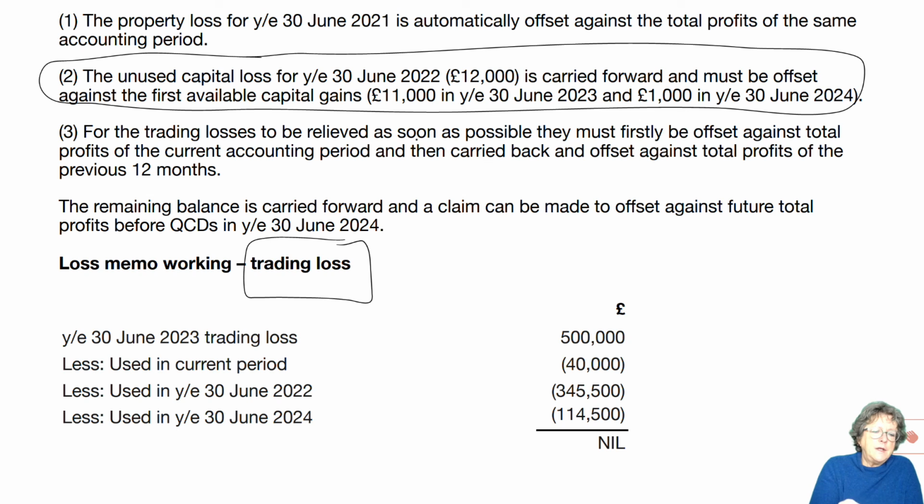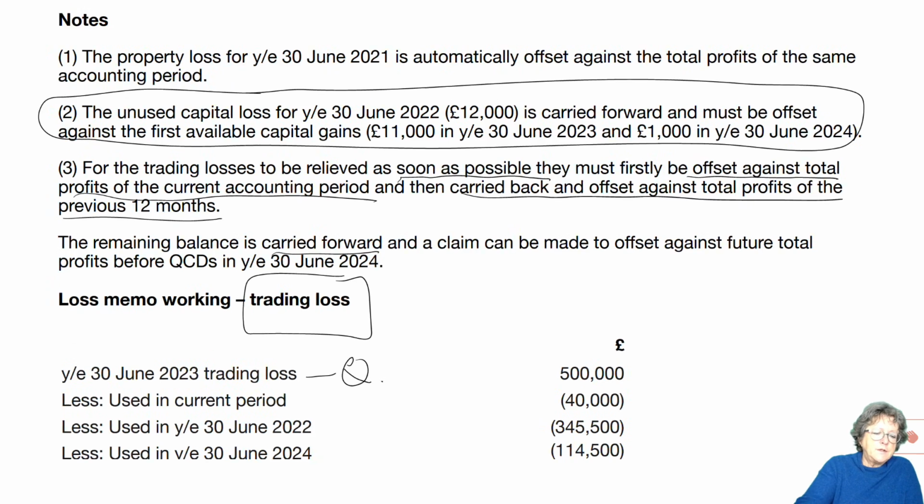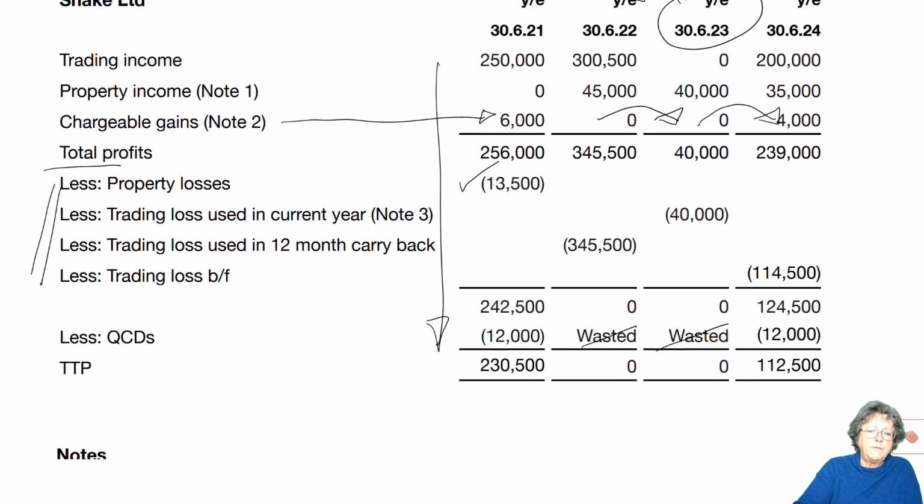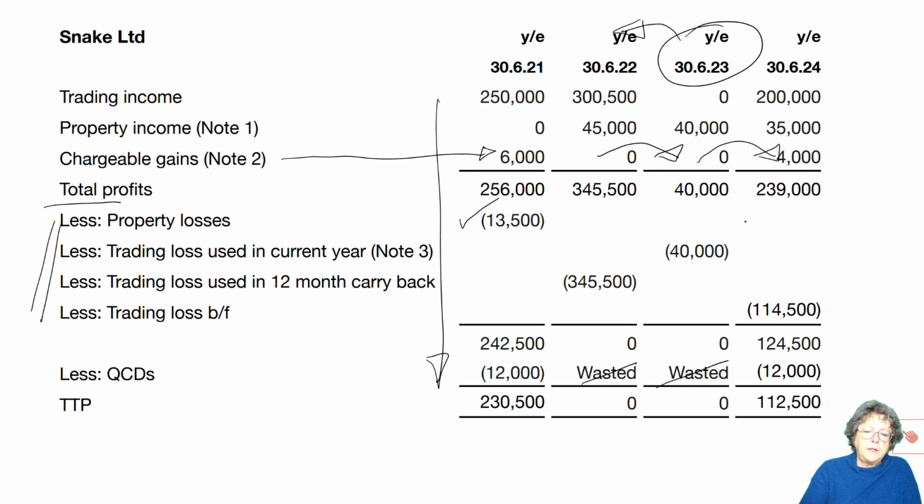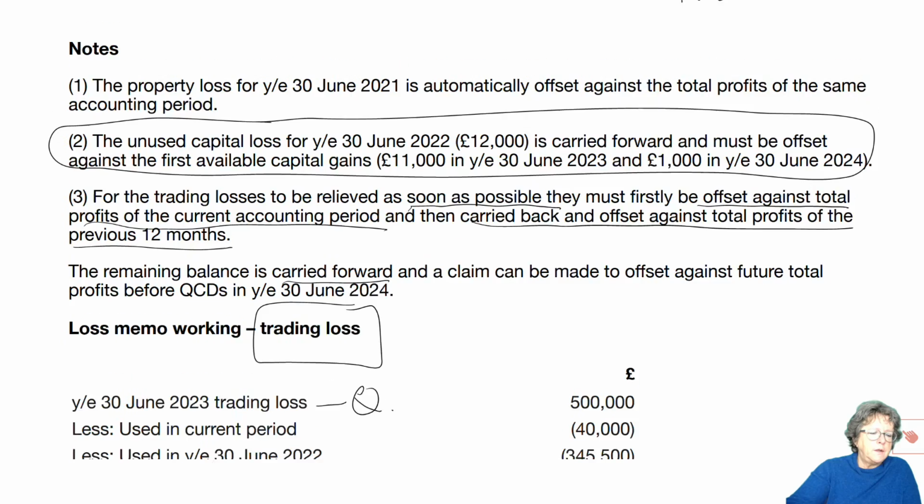Now, they said they wanted it relieving as soon as possible. So it must firstly be set off against total profits in the current accounting period and then carried back and offset against those in the previous 12 months. And the balance is then carried forward. So we write in our loss memorandum. So that's from the question. Let's go back. We've got £500,000 to play with. Okay, we're going to write that off in full so we don't pay any tax in the current year, which means that our cash flow is better. We've used it as soon as possible, which is what the client wanted.